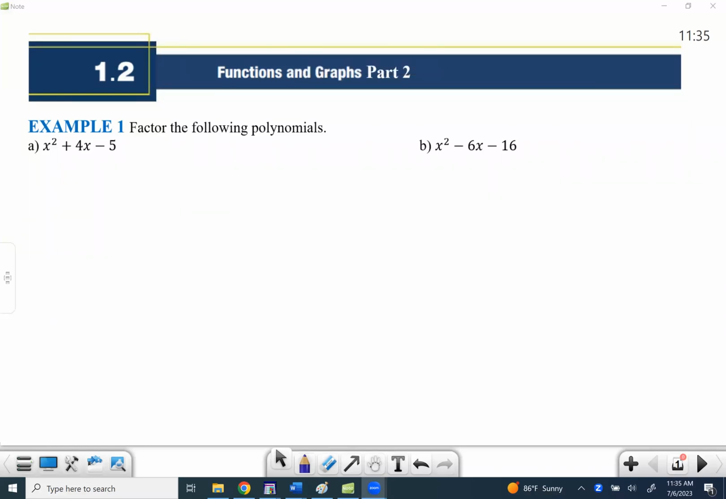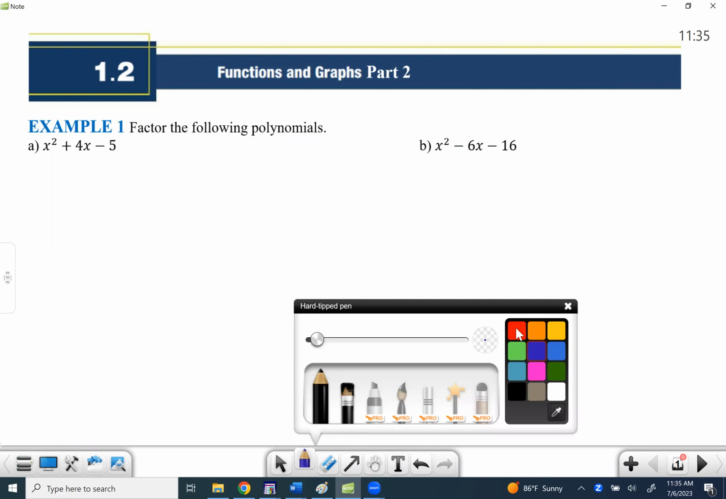All right, welcome everybody. So we're going to finish off 1-2 by basically just talking about domain and range. In order to find the domain of specifically rational functions, so functions where there's a fraction with a variable in the denominator, we're going to have to be able to factor well. So these first few examples are just us going in and practicing factoring.